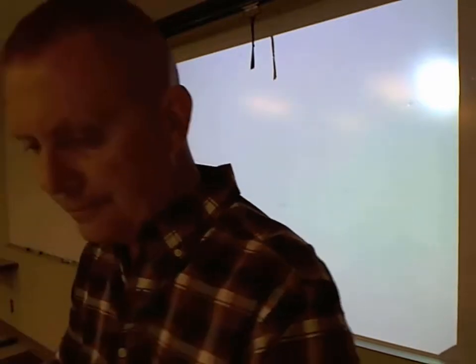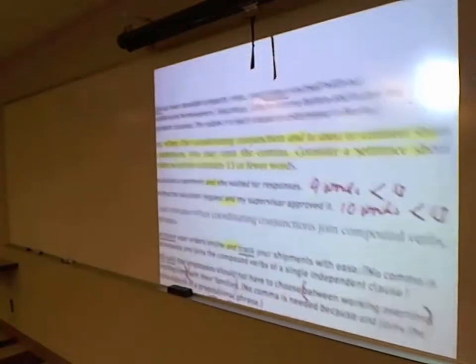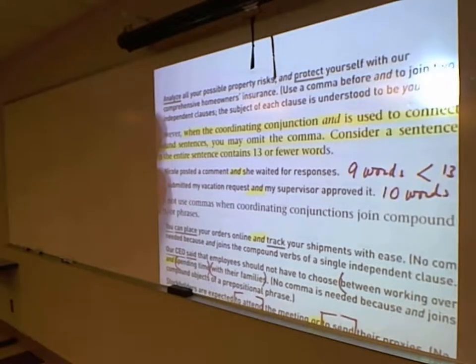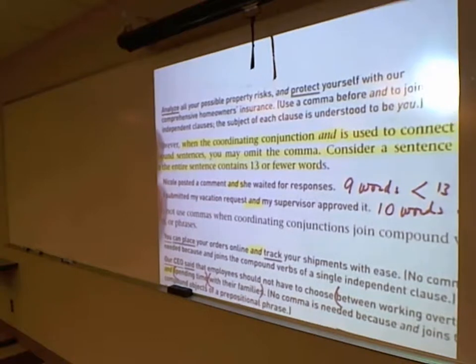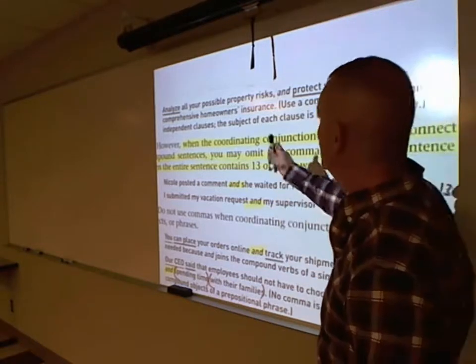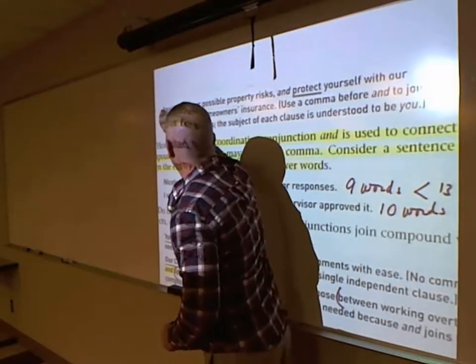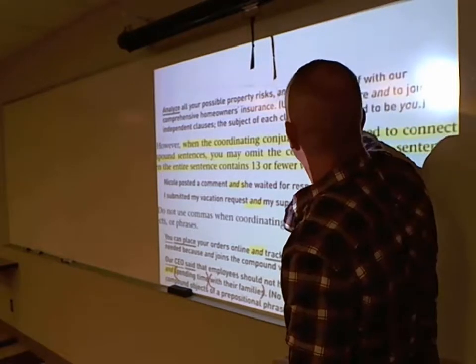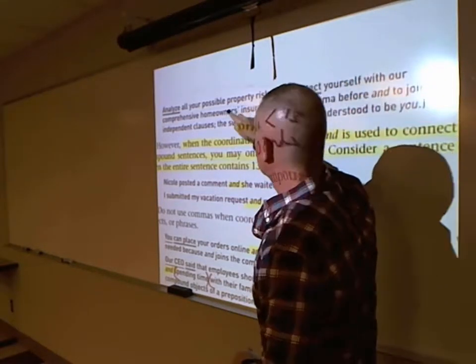Okay, the next page. As an example right here: "Analyze all your possible property risks, and protect yourself with comprehensive homeowners insurance." The understood subject is you, and it has a compound verb. You analyze and protect. And it's more than 13 words. So that's why a comma is used to separate these two independent clauses.